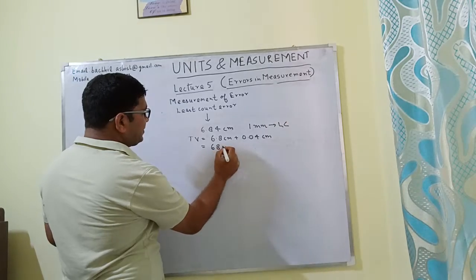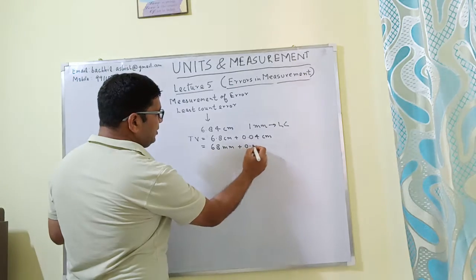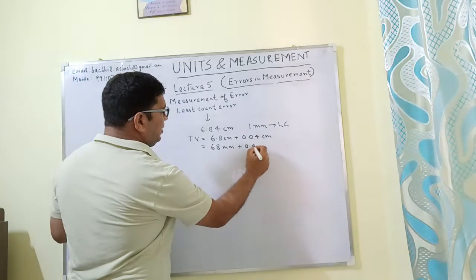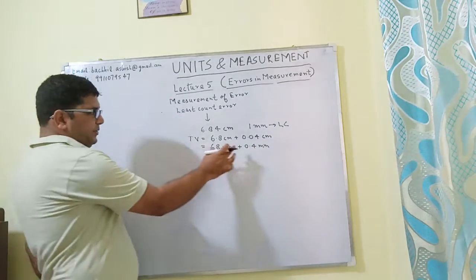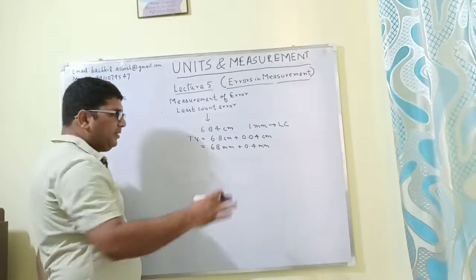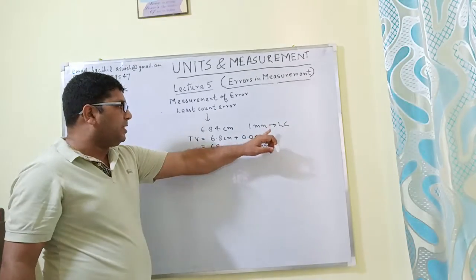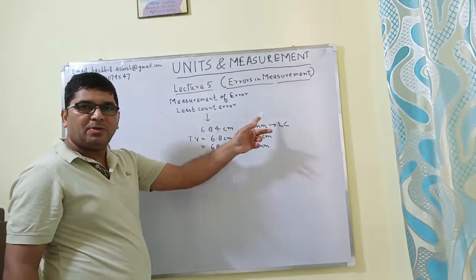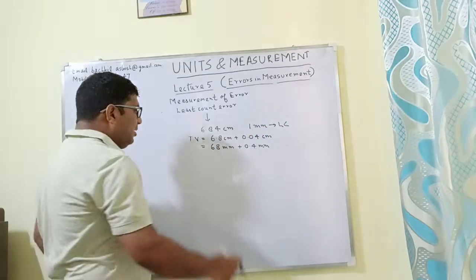or we can also write it as 68 mm plus 0.4 mm. Okay, I have just broken down this length into mm, and I have done it in order to explain to you whether we will be able to measure the true value of this physical quantity with the help of the measuring instrument which I have been given, which is having a least count of 1 mm.